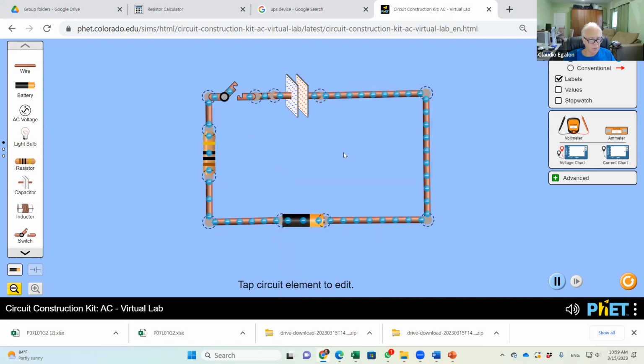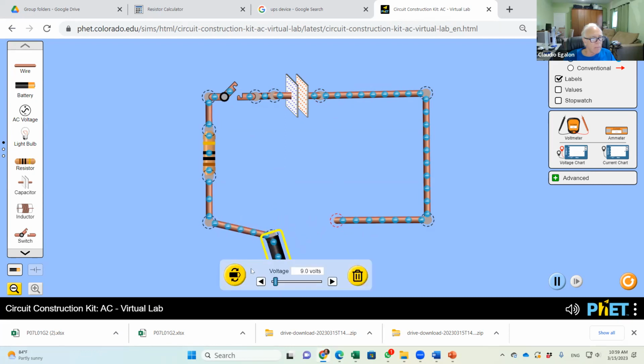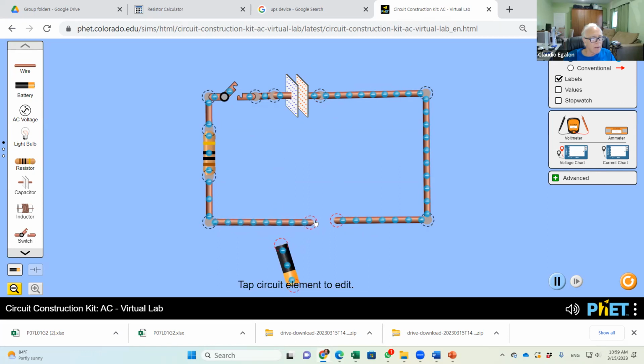But first, I want to discharge my capacitor. Okay. I didn't discharge it yet. Right now, the capacitor is charged. You can see the charges here, negative and positive.